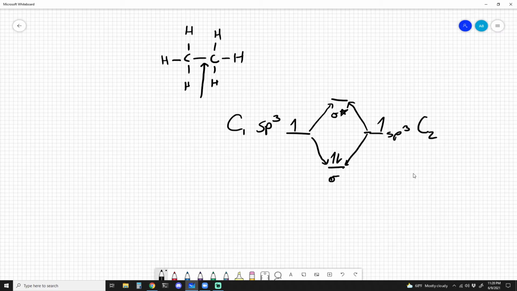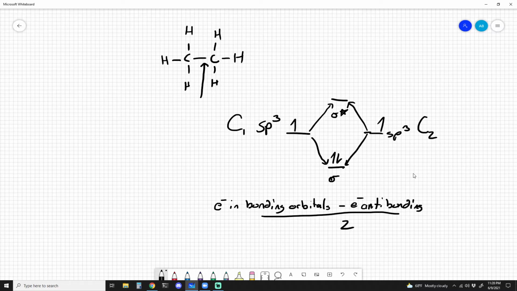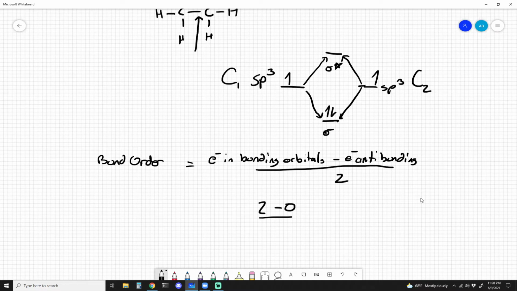And so that's another interesting tip. If you take the number of electrons in bonding orbitals, then subtract the number of electrons in anti-bonding orbitals and divide that by 2, you end up with the bond order for that particular bond. So in this case, we have 2 electrons in bonding orbitals, 0 in anti-bonding. If we divide that by 2, we get a bond order of 1.